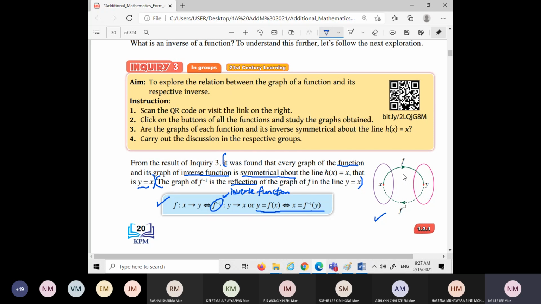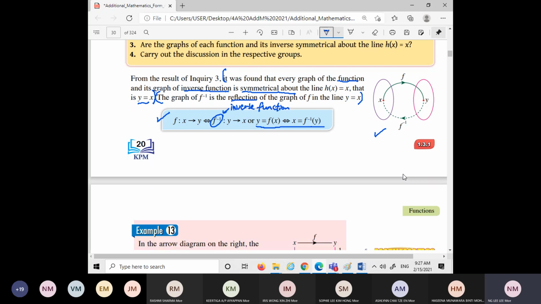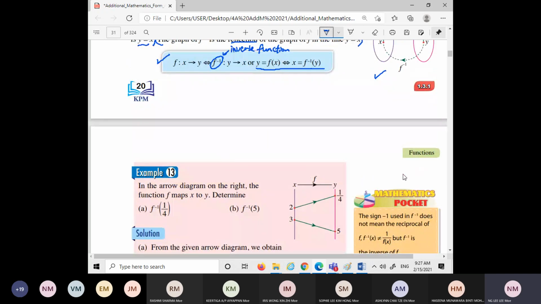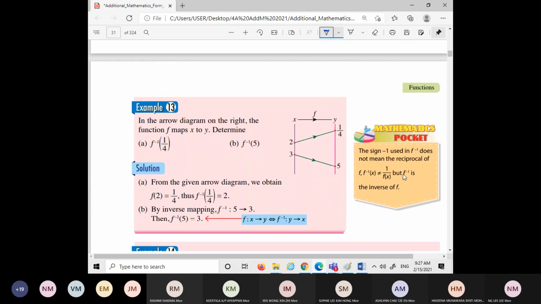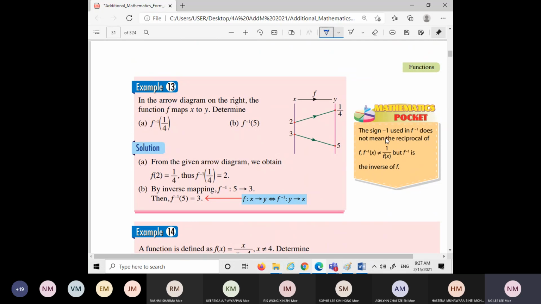We go to the next page. You see, the sign -1 used in f, the -1 here, does not mean the reciprocal of f. This one does not mean this. You have to be careful. This f^-1 is the inverse of f.